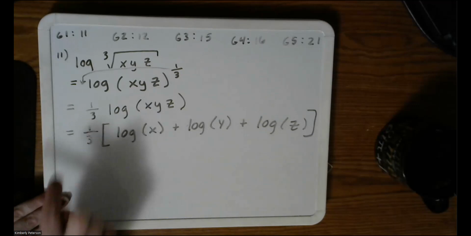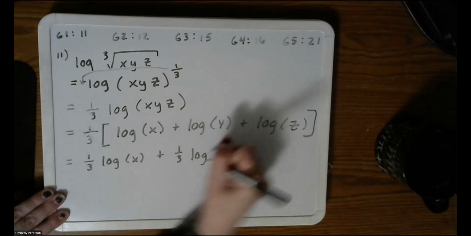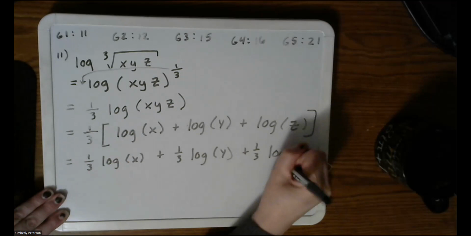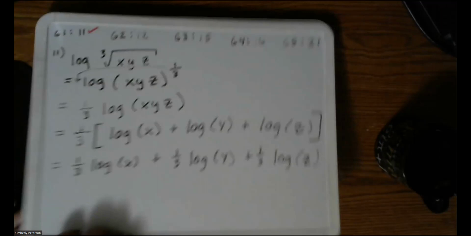And then lastly, I can distribute the 1/3. So 1/3 log of x plus 1/3 log of y plus 1/3 log of z. Now I have satisfied everything we set out to do. We wanted to take the original log and expand it into three different logs. Good, it looks like a couple people did the same thing. We've done question 11, so let's try question 12. It might've been a slightly different problem, but it looks pretty similar. I'll write that down and we'll get through as many as we can.